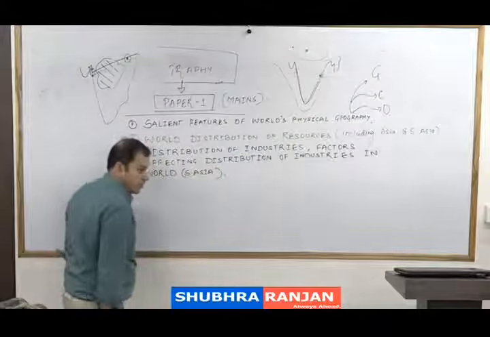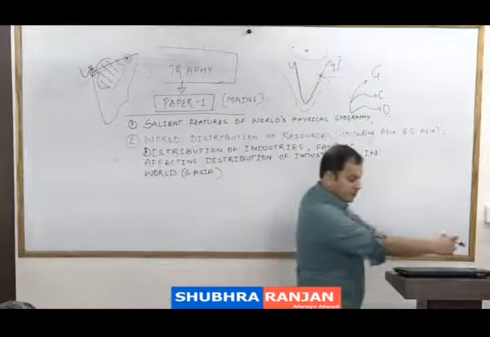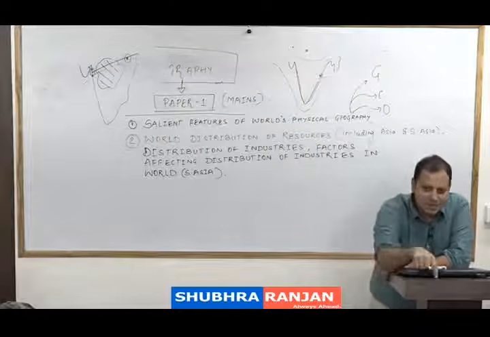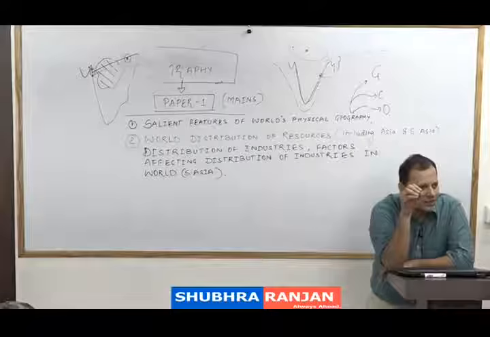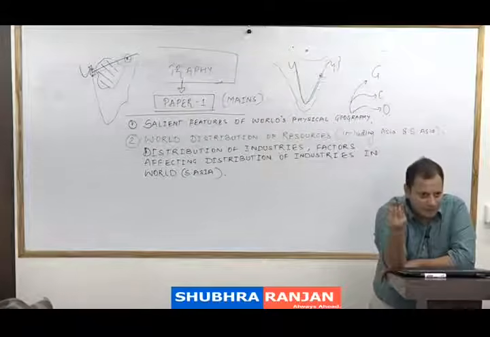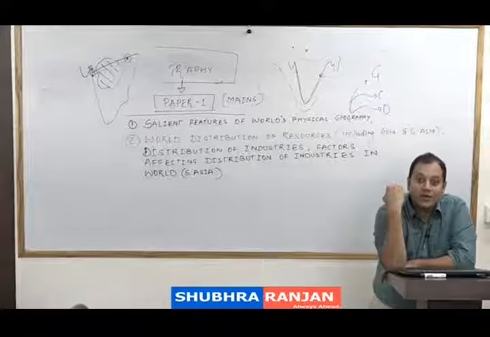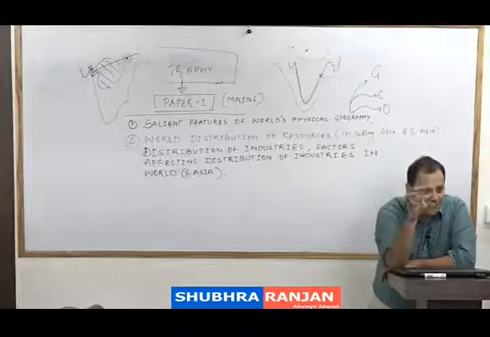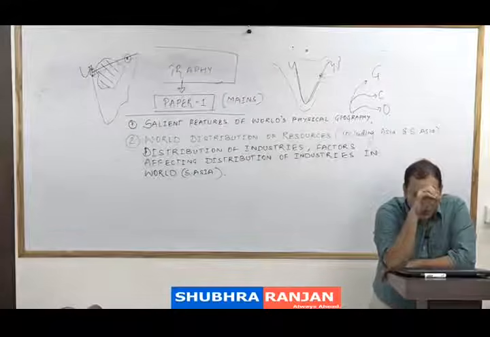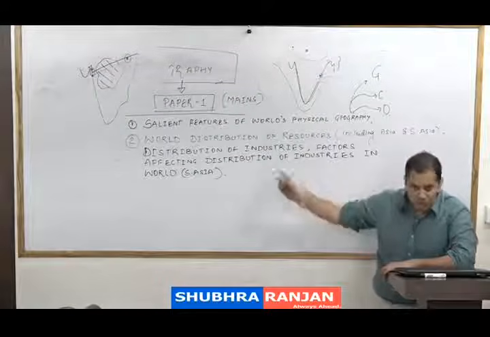including South Asia. Factors affecting the distribution of industries in the world. So whatever we have discussed, you can still write it. One of the factors is raw materials. The other factor is market. The third factor is labor. The fourth factor is government policies. Whether the government allows it or not, whether it brings SEZ policies or not. So all this will come in the distribution of industries.